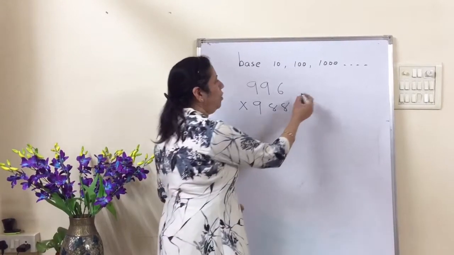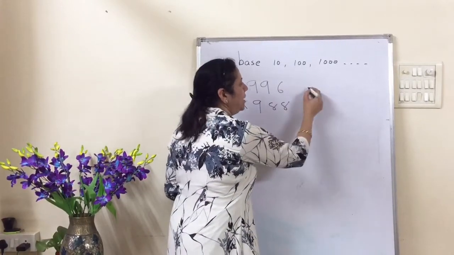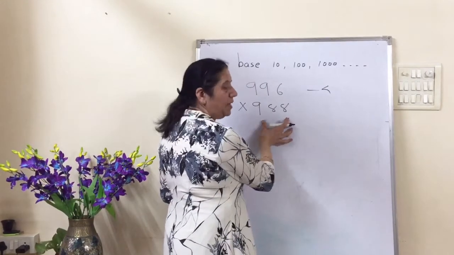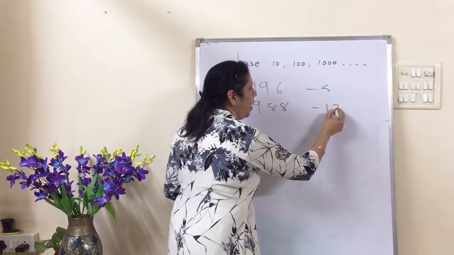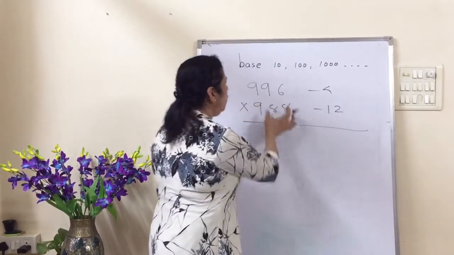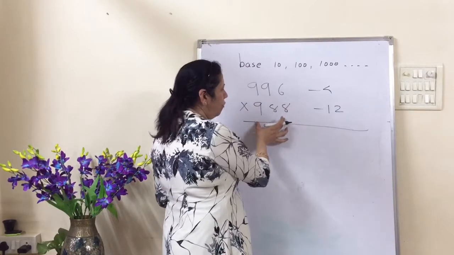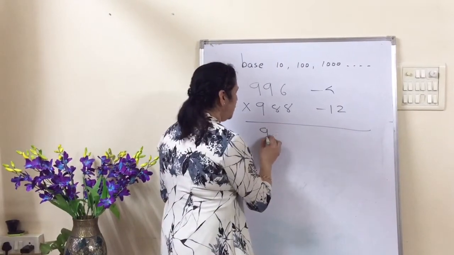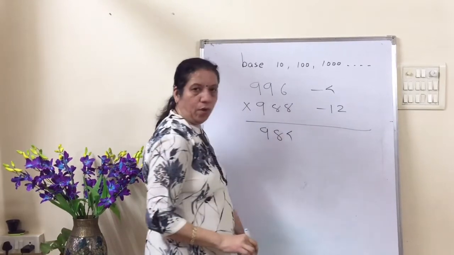But let us do it very fast. Now this number is less than 1000 by 4. This number is less than 1000 by 12. Okay, so the method will remain same. So if you subtract 12 from this, or if you subtract 4 from this, your answer will remain same. So it is 984. Okay.